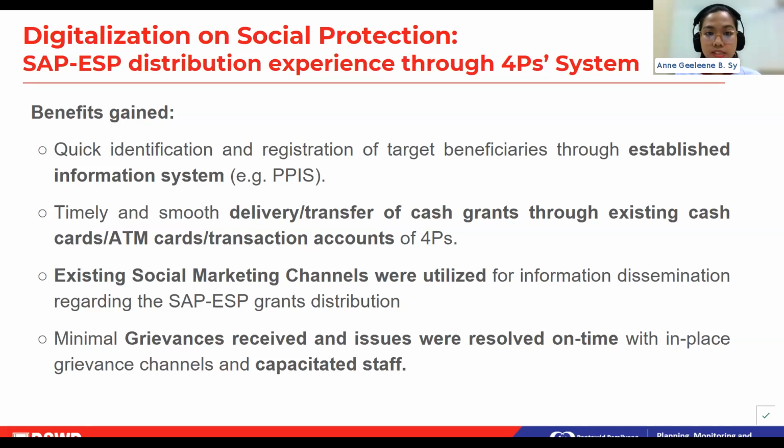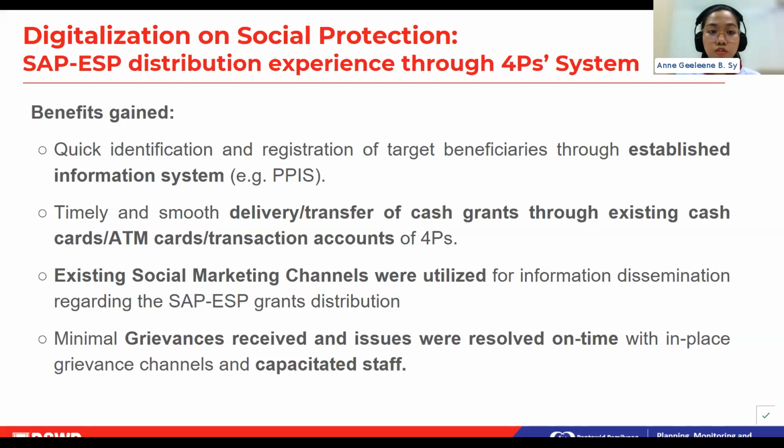Another benefit is that since the 4Ps also has existing platforms or social media channels, information dissemination about the SAP emergency subsidy distribution was also done. Information officers created advocacy materials for information dissemination on SAP and utilized social media platforms as a community communication strategy. Although its reach is limited to those who have access to the internet and have mobile phones, information dissemination among those hard-to-reach areas was done through the city and municipal links or the parent leaders of the 4Ps. So it's another strategy that we have done to reach and inform the far-flung areas.